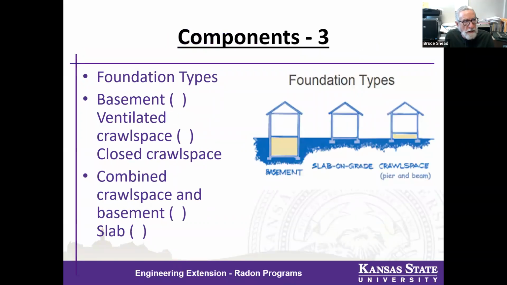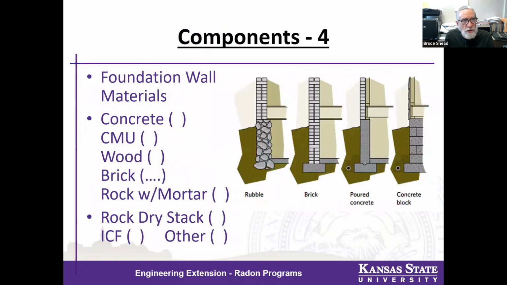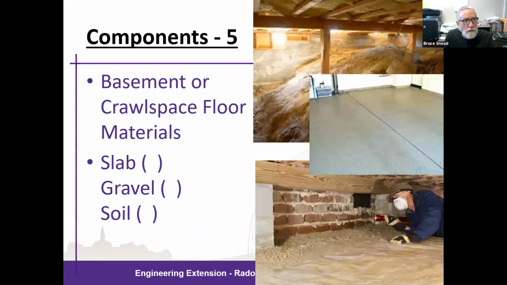What is the foundation type? Basement, crawl space, slab on grade. What are the foundation materials? Is it rubble, brick, concrete, poured concrete, concrete block, all-weather wood foundation? Again, it just identifies. And so the checklist goes through the entry-level components of the system.